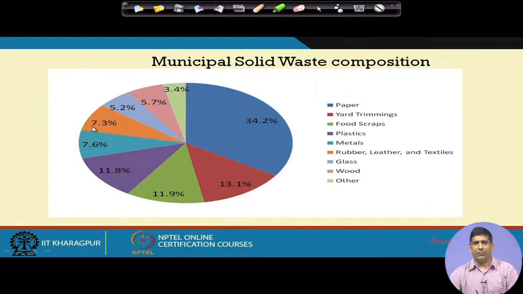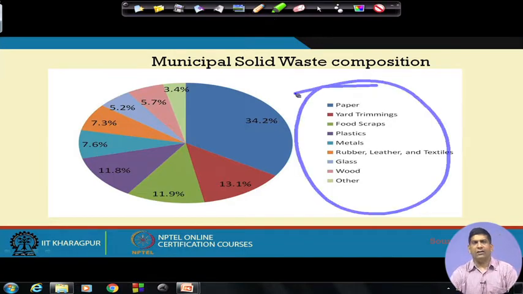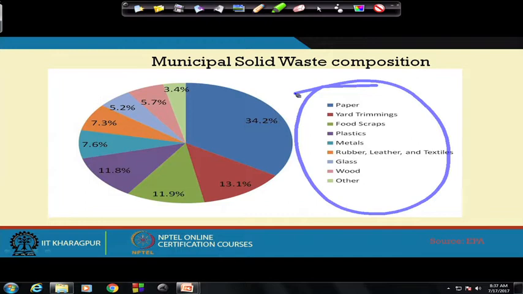So essentially what I'm trying to say is, if you look at these components, they are present in any waste stream. The percentages will differ. If you go to any place in the world, the percentages differ from place to place, but this is the composition of typical components of a municipal solid waste.